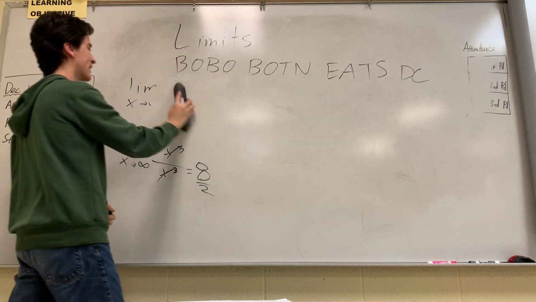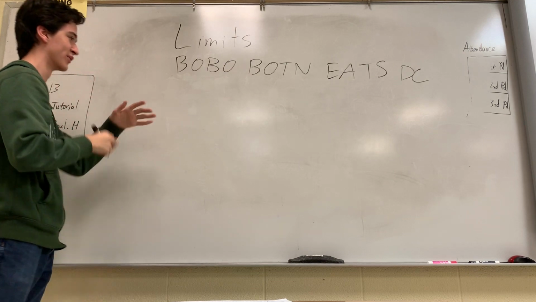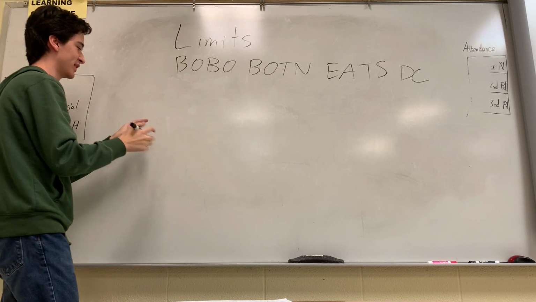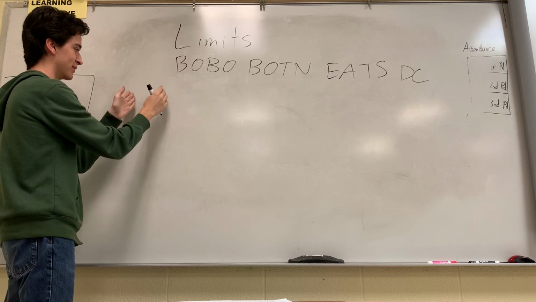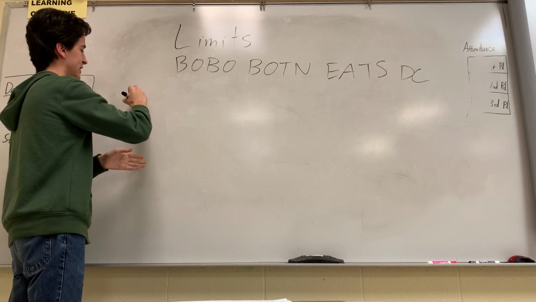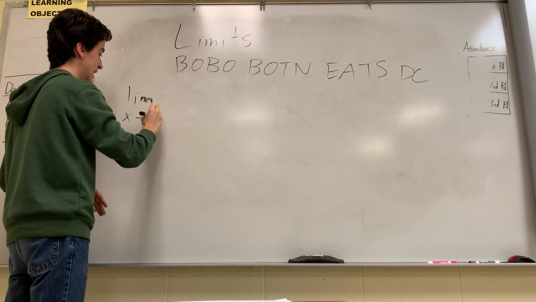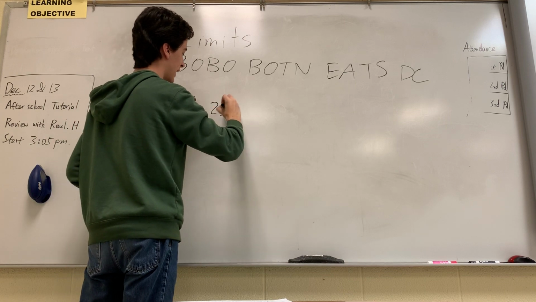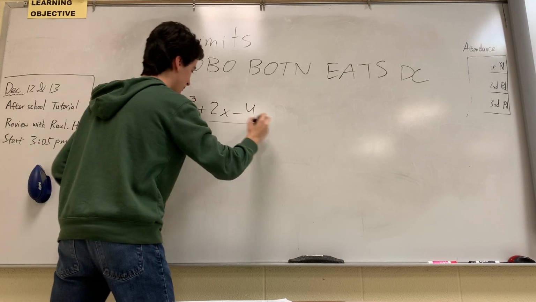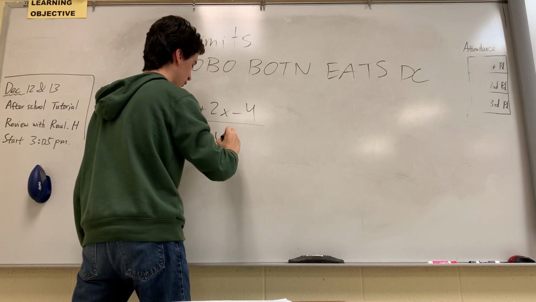So if you have equal degree on the top and the bottom, you're just going to divide coefficients. And then sometimes they can be tricky with these problems and involve negatives all over the place. But if you just boil it down to that method where you just get the leading degree of each of the top and the bottom, right? So say we had, let's see, the limit as x approaches negative infinity of x cubed plus 2x minus 4 divided by x squared minus 4x.